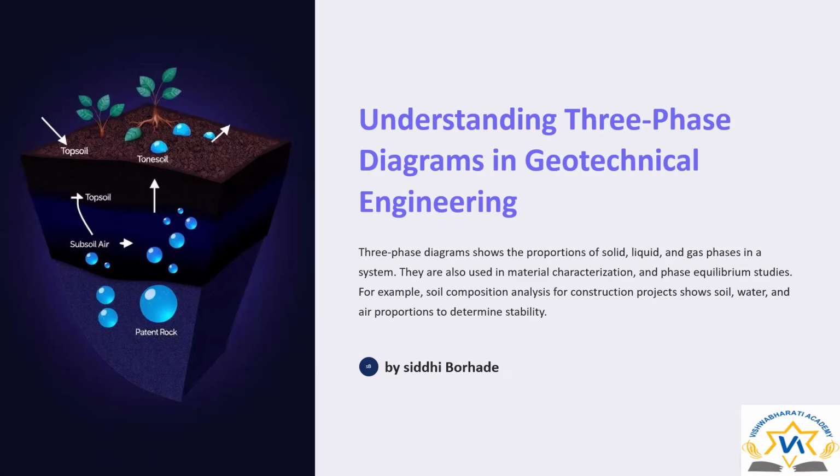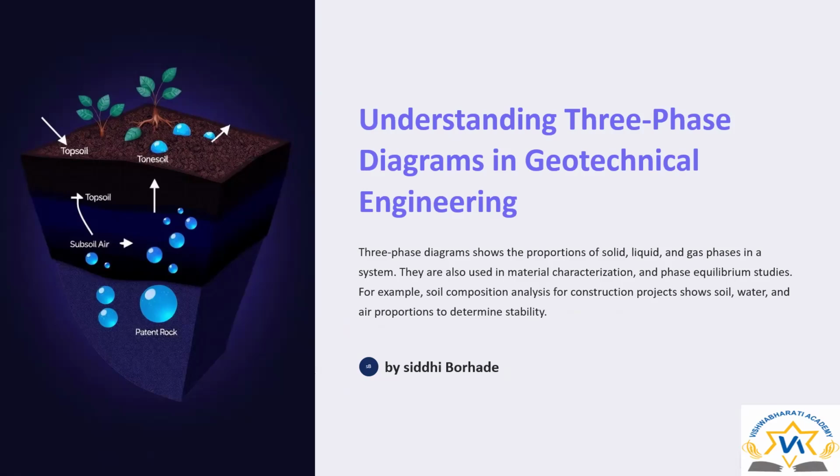The three-phase system has an equilibrium study. For example, the soil composition analysis for a construction project shows soil, water, and air properties to determine the stability. To find out the stability of the soil, we use the three-phase system in geotechnical engineering, and this is the application of the three-phase system in geotechnical engineering.